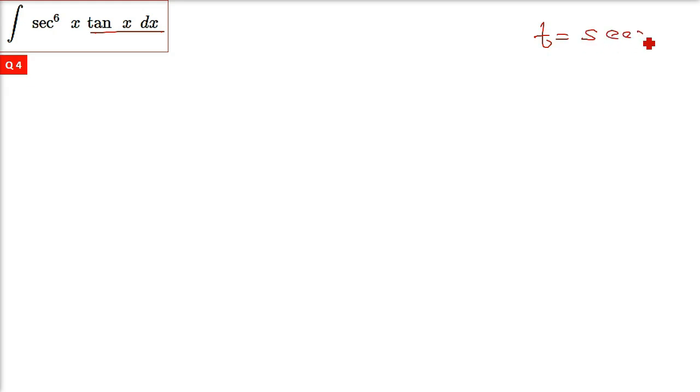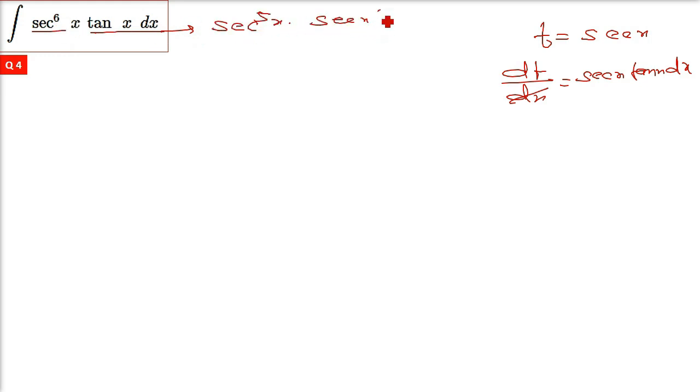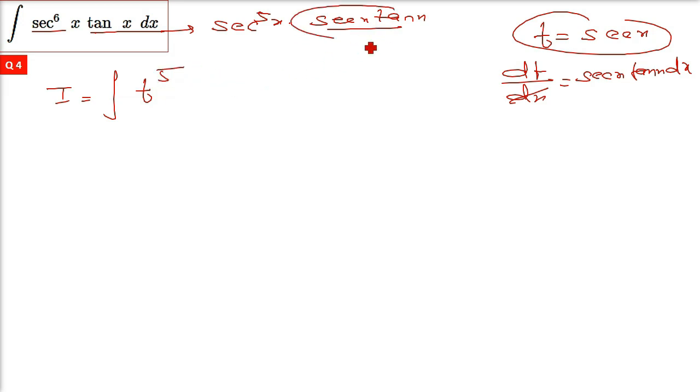So t equals sec x, dt by dx will be equal to sec x tan x. So this dt will become sec x tan x dx, and dx is already there. One sec can be combined with tan x in order to get this dt. So the sec power that remains is sec raised 5 x. How are we going to write this sec raised 5 x? Because it's t, so t to the power 5, simply t equals sec x. So this integration will become like this: t to the power 5, the rest of the term is all dt. sec x tan x dx is dt.